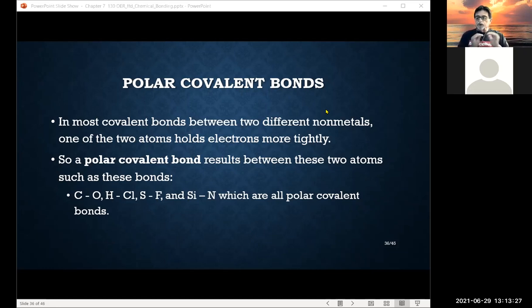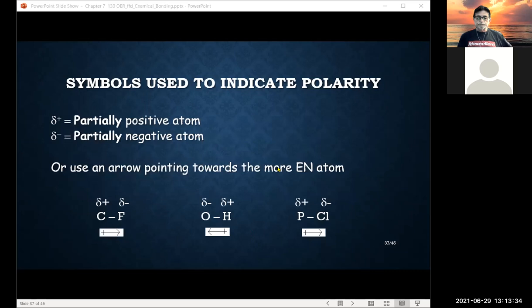We're going to learn which direction this pull goes in a second. And what we do is we use this arrow. It shows the direction of the polarity. That symbol written up here is the lowercase Greek symbol for delta.